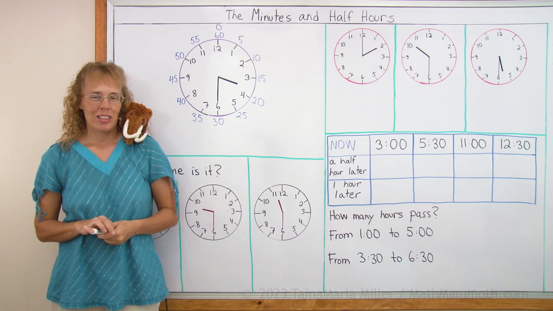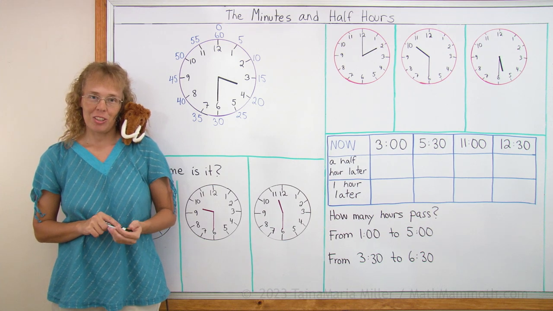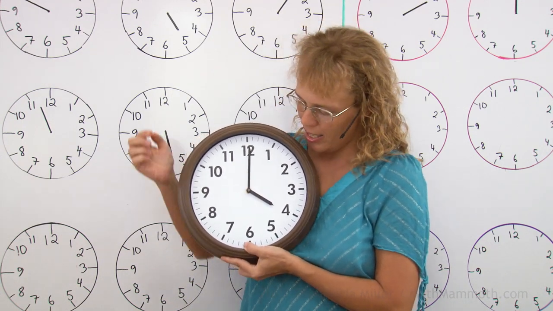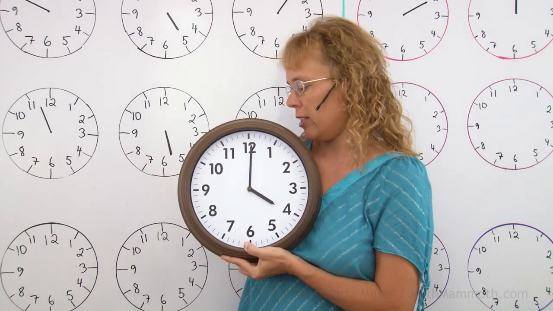In this lesson we're gonna study half hours and whole hours and the minutes a little bit too. Now we're gonna study the clock with both the hour hand and the minute hand, okay? The hour hand is here, the minute hand is this longer and more slender hand. And if you look at the hour hand, it is pointing to 4. So this is 4 o'clock, okay?